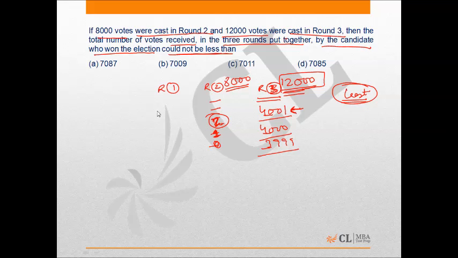And in round 1 I will take the person who got the least number of votes, that is Pravesh, not Hakim, because Pravesh is the last person who was qualified in round 2. So I just have to add up all these values, 4001. Okay, so when you do so, you will get 7087 as the summation. Hence option A is the correct answer choice.